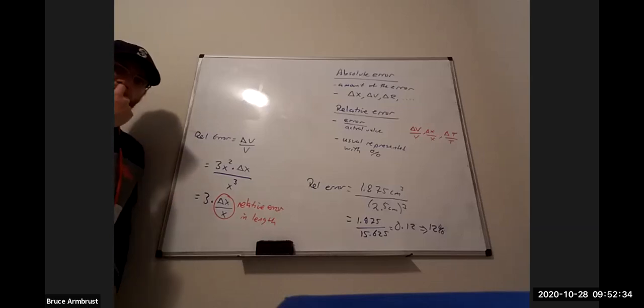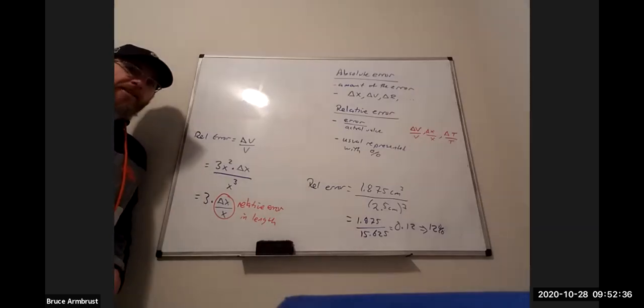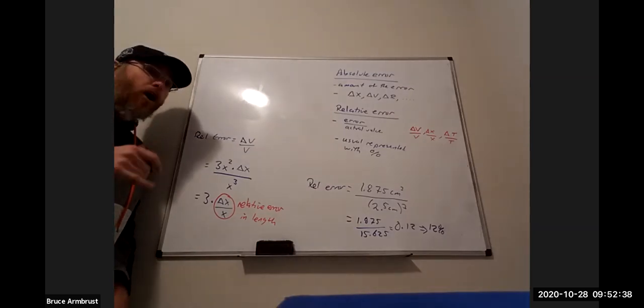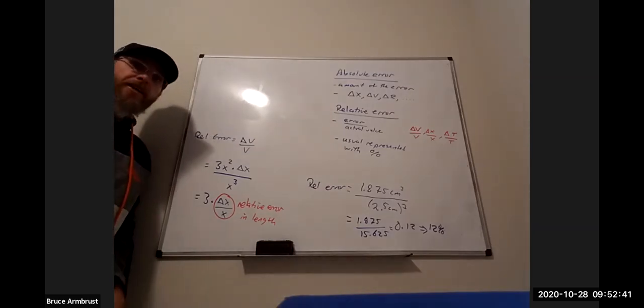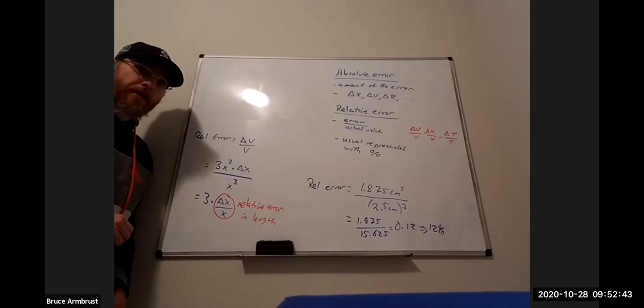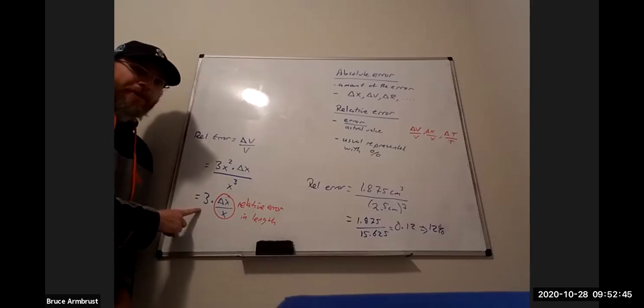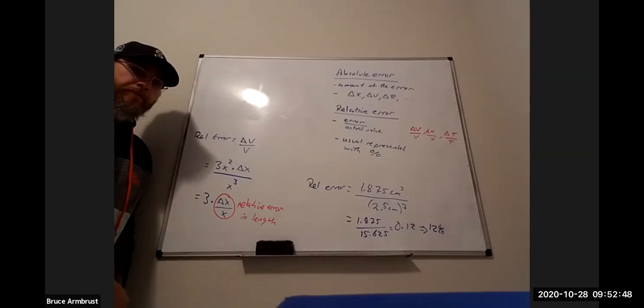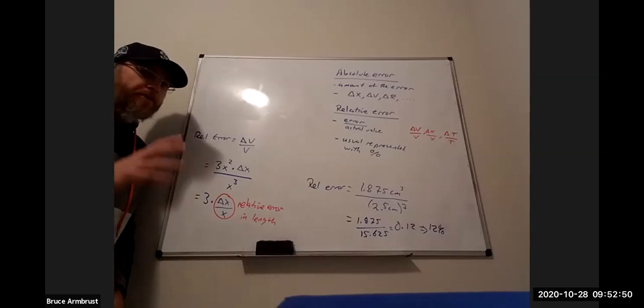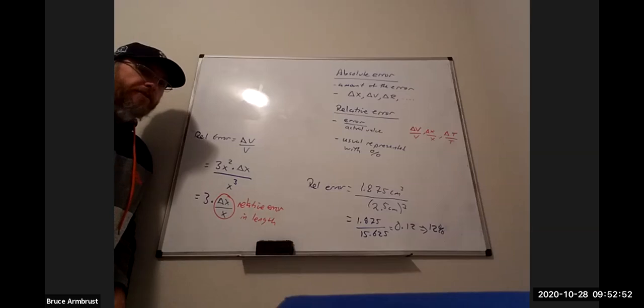And so what this formula just told me is that if you tell me how good my length measurement is, you tell me what % off it's going to be, I know that my volume is going to be 3 times that. So if there's a 10% relative error in length, there's a 30% relative error in volume. If there's a 2% relative error in length, there's a 6% relative error in volume.